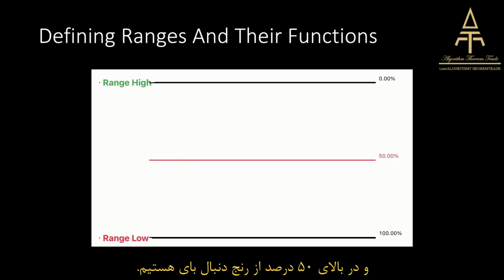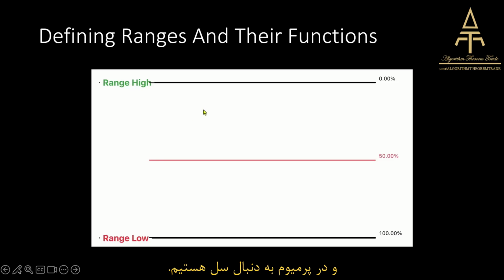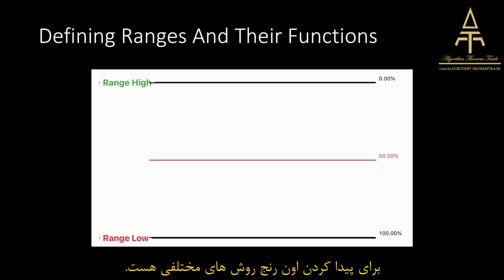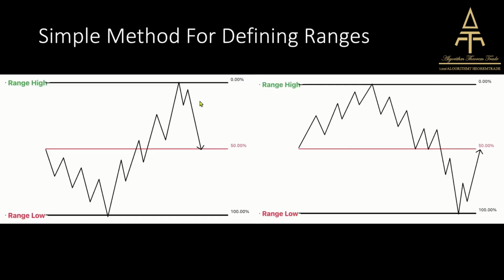When we understand that within a discount of that current range, we look for longs, and within a premium of that current range, we look for shorts or sells, we can apply different methods for defining that range. And that's what I will teach you during this lecture. We're first going to take a look at a simple method for defining ranges.